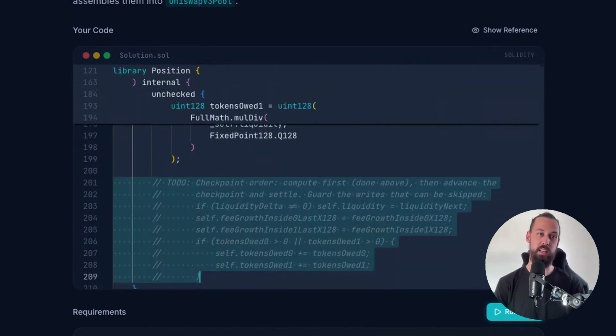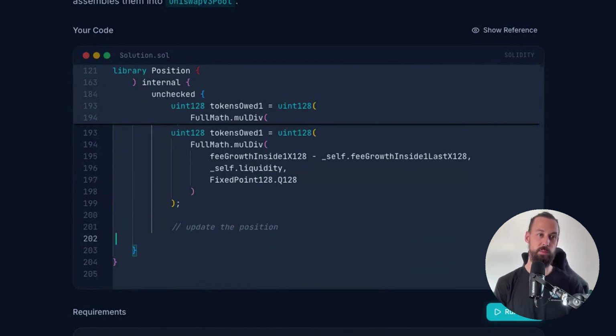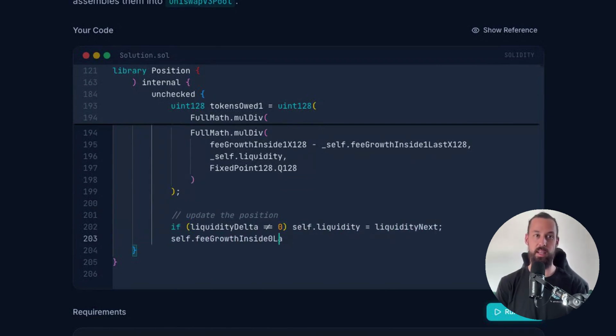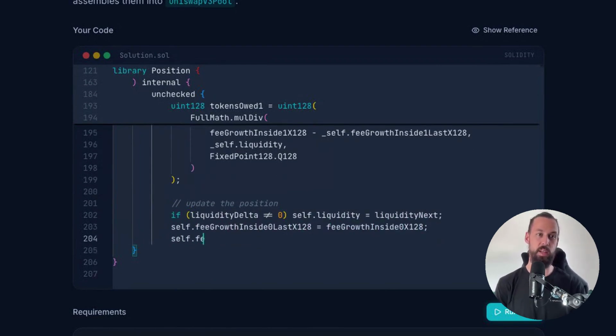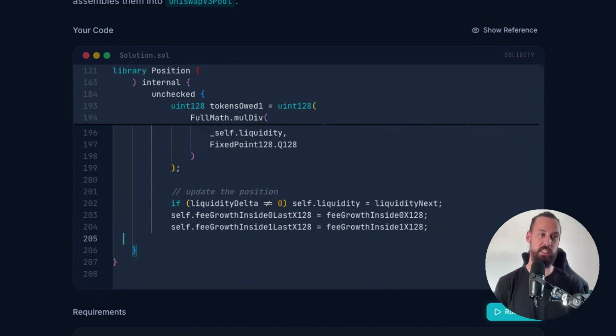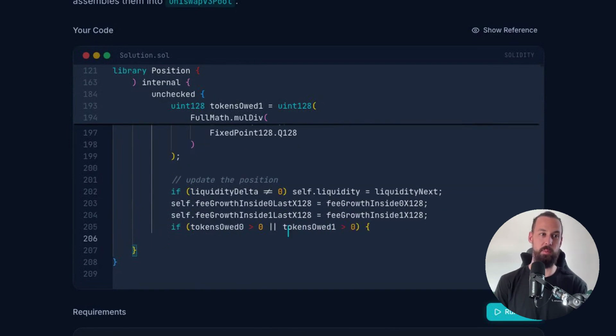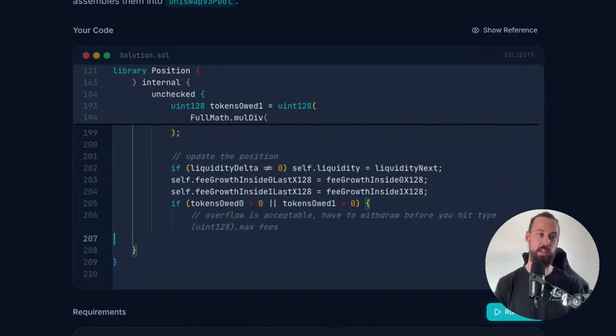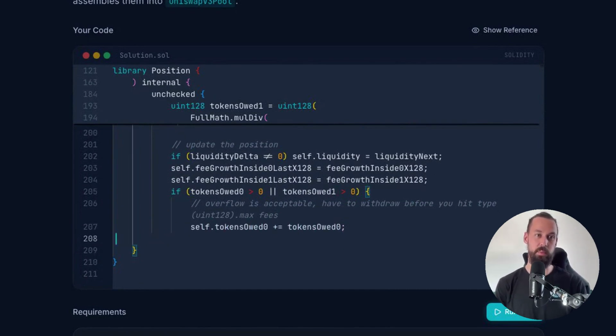And now the settle. In order. Liquidity first, guarded. Then both checkpoints unconditionally always advance. That's what makes the next delta correct. And then the debts, guarded, with the overflow that Uniswap explicitly accepts. Read the order one more time. Accrue, then checkpoint. Everything above this line depended on it.